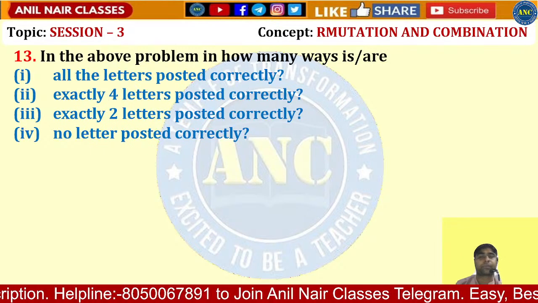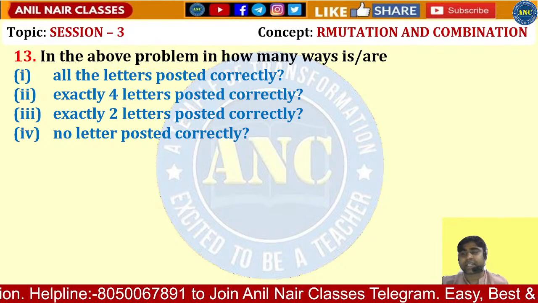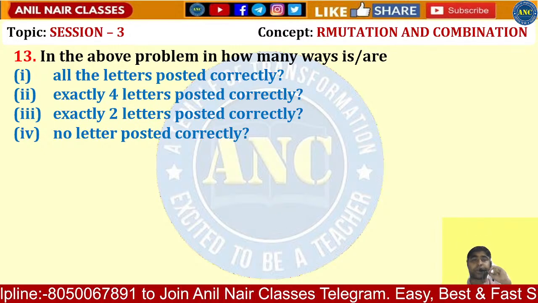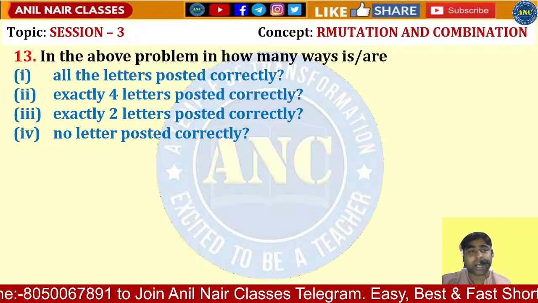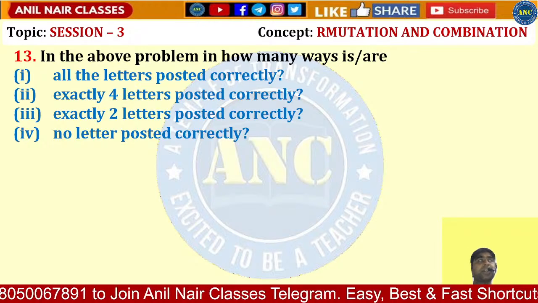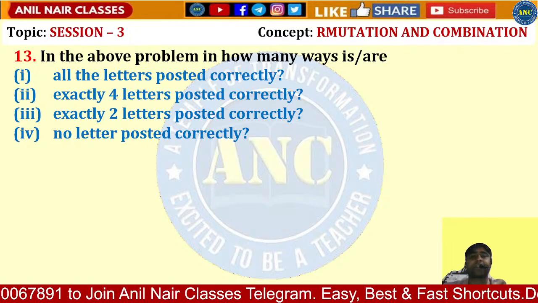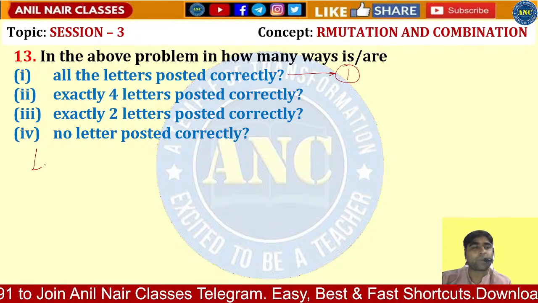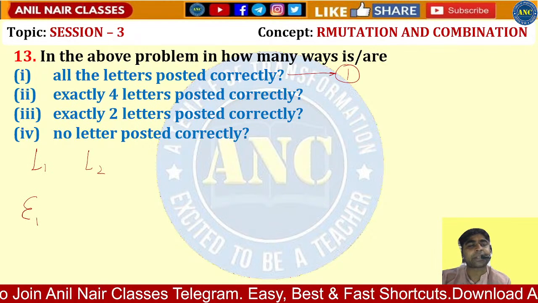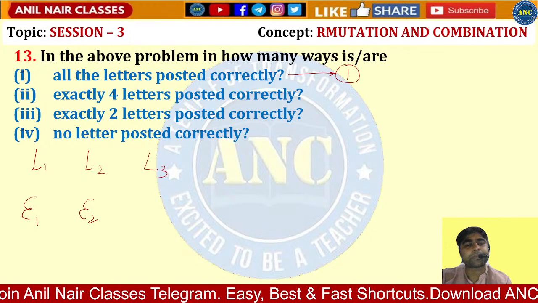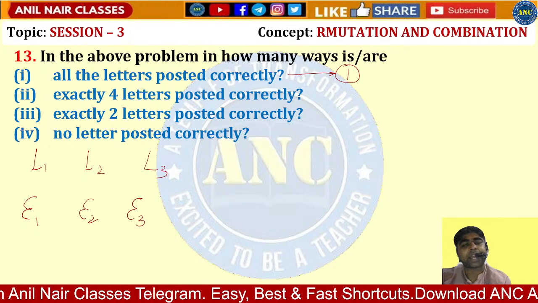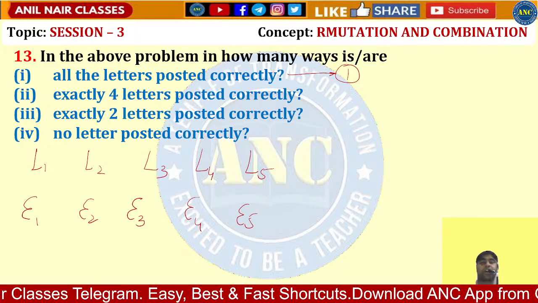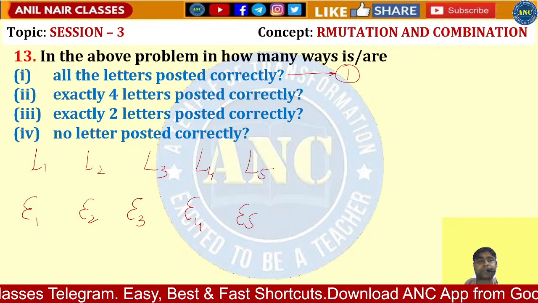Now, this is the concept that we needed to discuss with you. In the above problem, in how many ways are all the letters posted correctly? All the letters posted correctly, there is only one way to do that. If L1 was supposed to go in E1, L2 into E2, L3 into E3, L4 into E4, L5 into E5, there's only one way in which all of them can be posted correctly. Right?